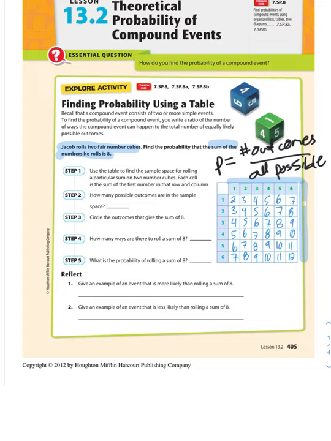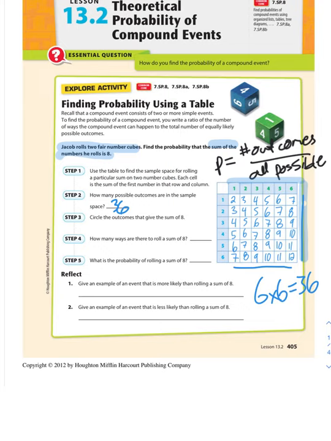All right, so now we have our sample space set up. Step 2 is how many possible outcomes are in the sample space? Well, we know how to find area of a square, and area is going to count how many units. We have 6 units this way by 6 units this way. 6 times 6 is 36. So there are 36 possible outcomes. The entire sample space has 36 outcomes.